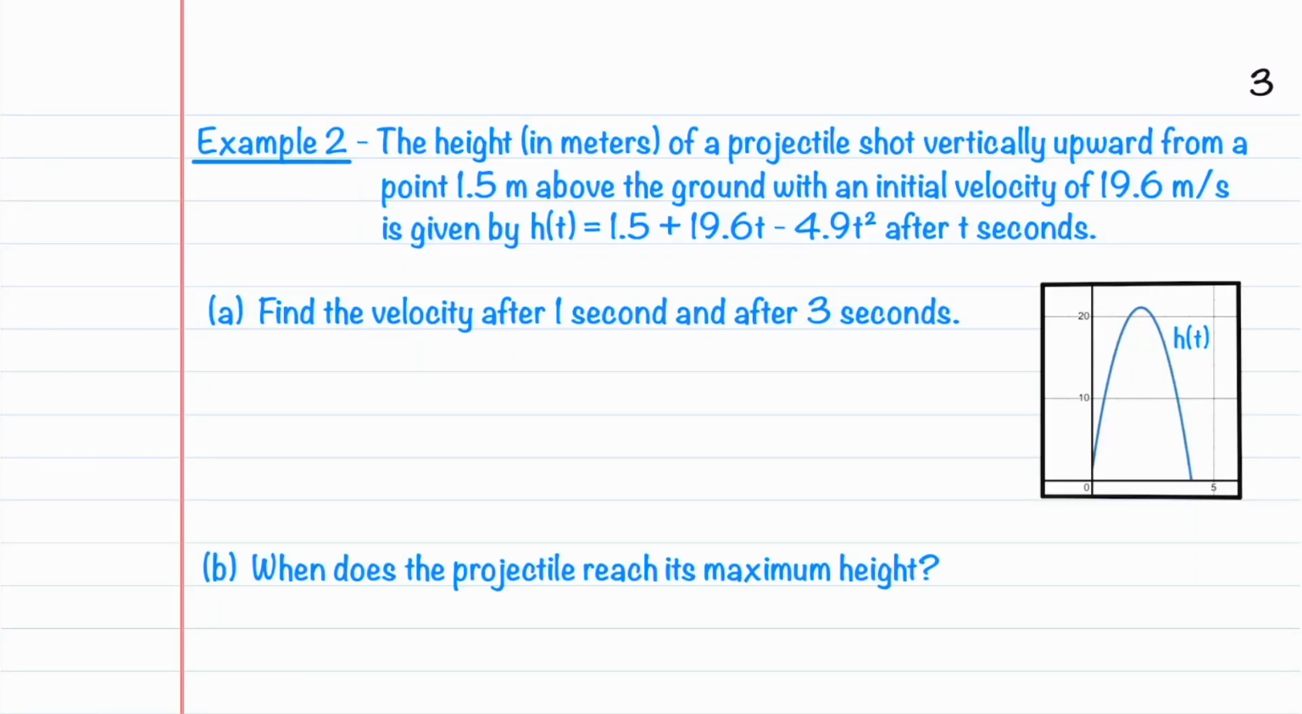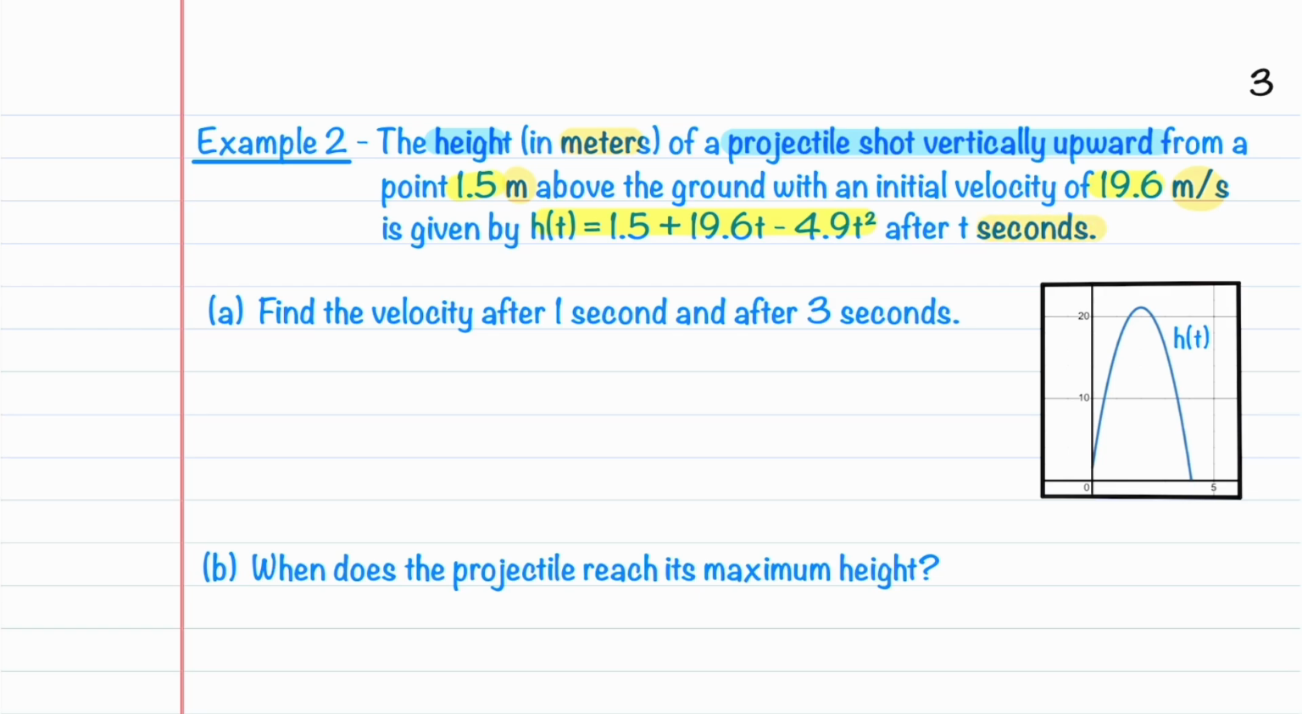We're now going to walk through an example involving the motion of a projectile. The height in meters of a projectile shot vertically upward from a point 1.5 meters above the ground with an initial velocity of 19.6 meters per second is given by the function h of t is 1.5 plus 19.6t minus 4.9t squared after t seconds.